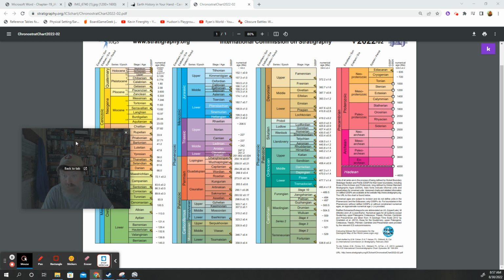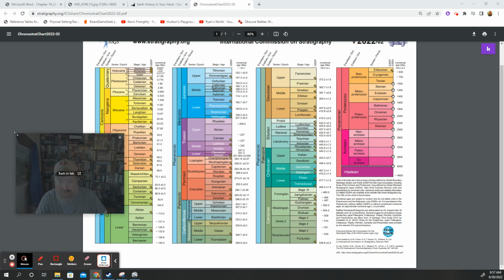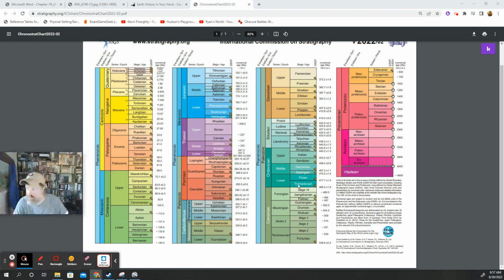Okay. Now, if this thing looks intimidating and you're saying, "Oh man, this looks like a lot," don't worry. First off, you can use it and refer to it. Second, you don't need to get down to stages and ages at all in this course. What you probably want to start to get familiar with are certainly the last two columns on the left of each one of these. So the eons or eras.